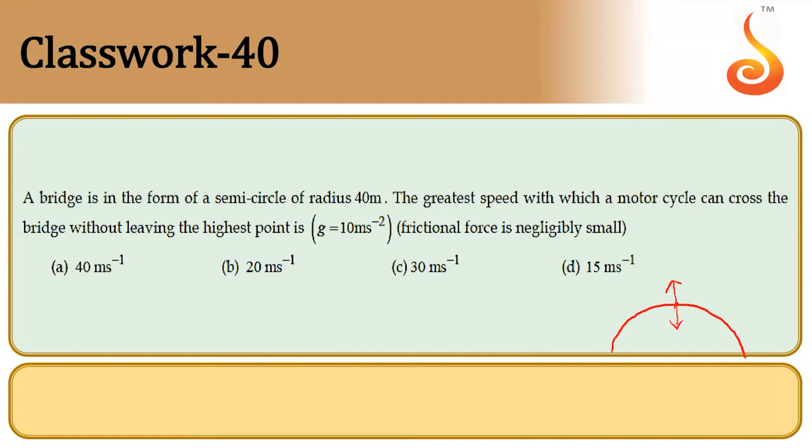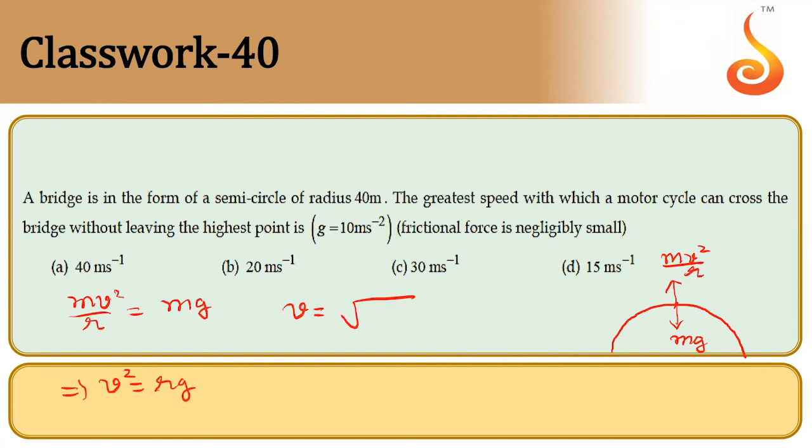Centrifugal force is mv square by r. Downward force is mg. They should balance. So mv square by r should be equal to mg, so v square is equal to rg. The m gets cancelled, so v is equal to root of rg. Should not leave the track means the weight should be balanced by centrifugal force. If centrifugal force is more, which you increase by increasing velocity, then it will go out of the track.